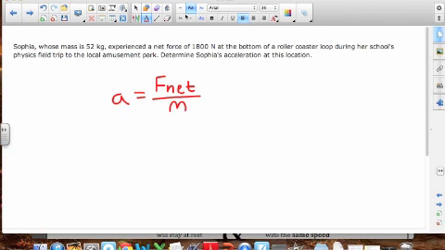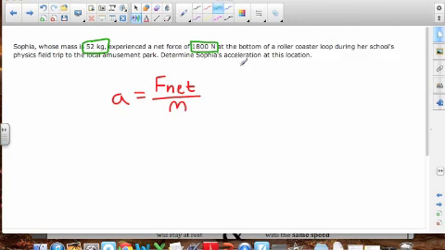Well, we know the mass, 52 kilograms, and we know the net force that she experiences at the bottom of the roller coaster. So it's going to be very easy just to plug these numbers into this equation. Now, I have been kind of babying you a little bit in the sense that I am making it very easy to work with the units in problems like this.